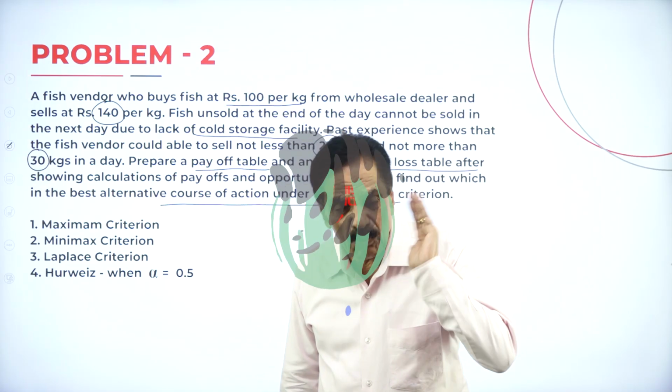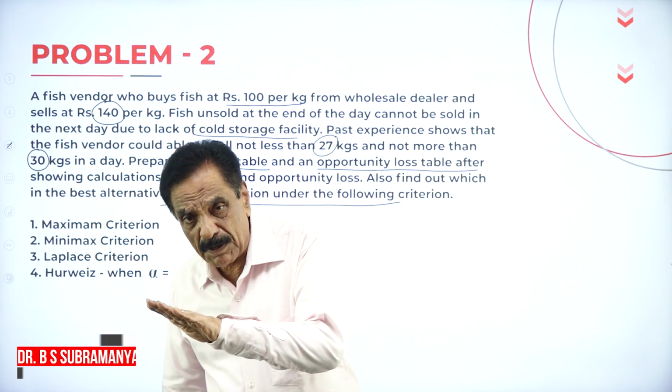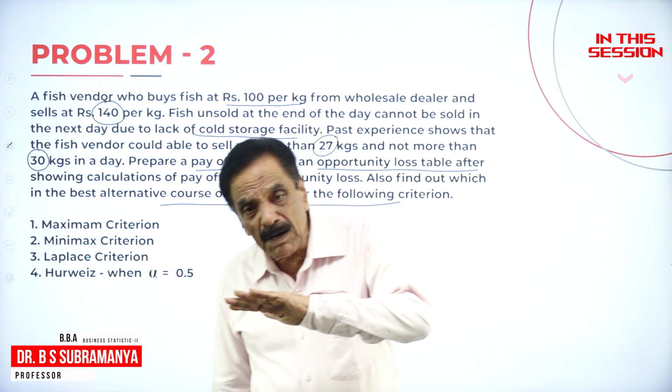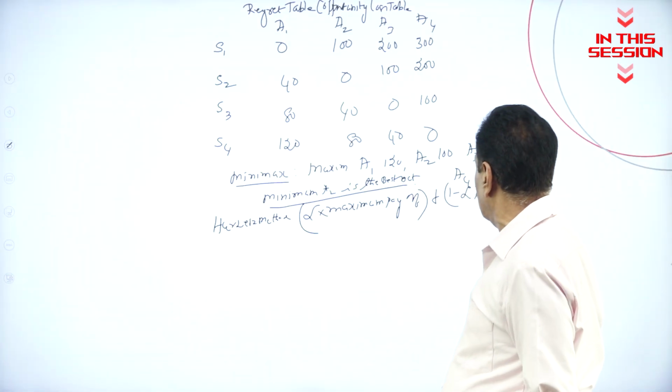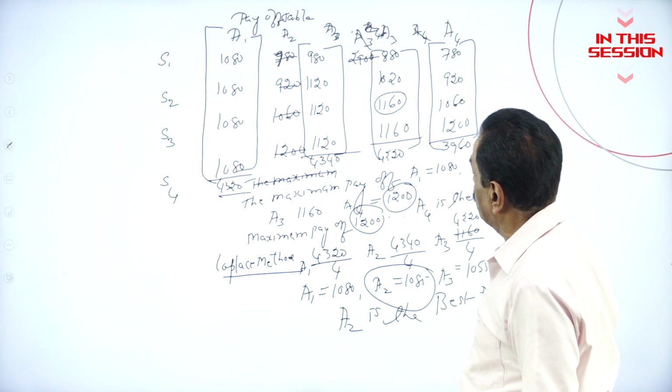Number of units sold into selling price per unit minus number of units bought or purchased multiplied by purchase price. Alpha into maximum payoff plus 1 minus alpha into minimum payoff.